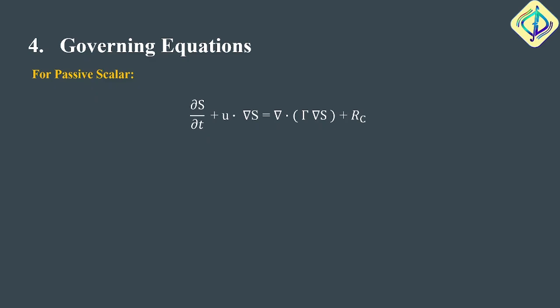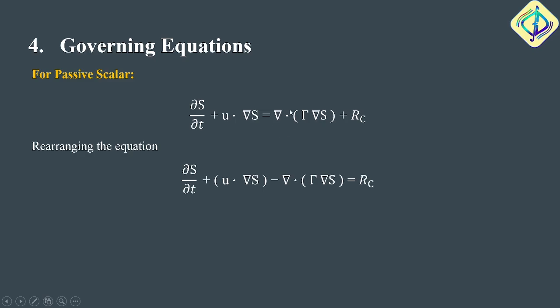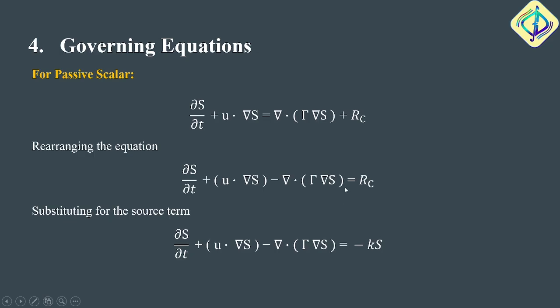Okay, but in this case, we have a few things that we have to rearrange so that it becomes much simpler when we are coding it into your solver. Okay, so first we will just rearrange this equation. So you saw that we have the divergence term on the right hand side, so we've just moved it to the left hand side. So there's a negative sign over here. Along with that, we also have the source term. So again, if we substitute the source term, we'll get this minus kS.